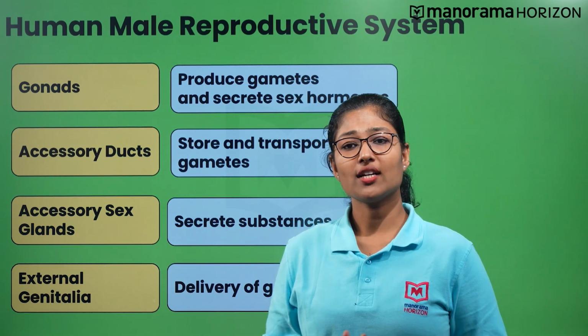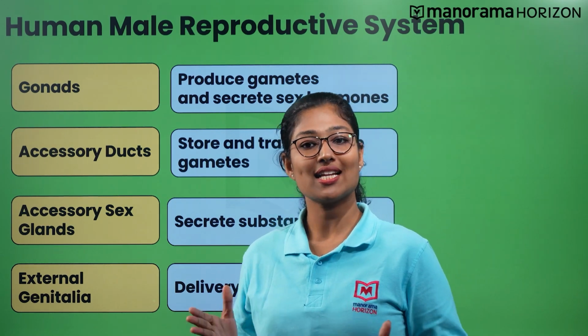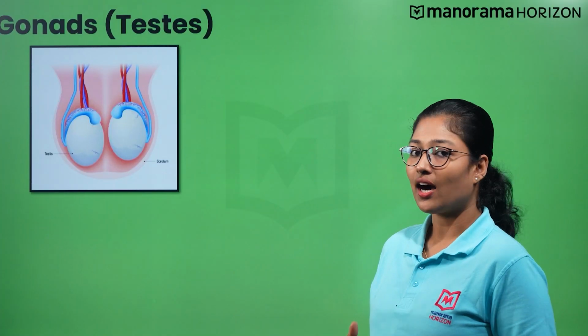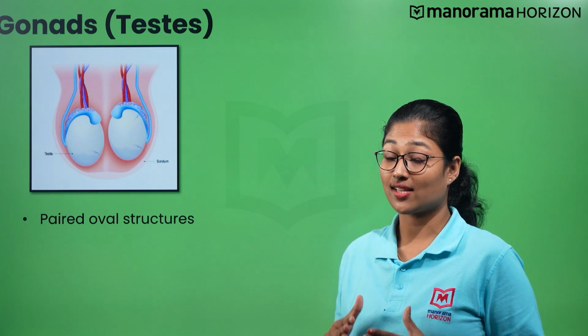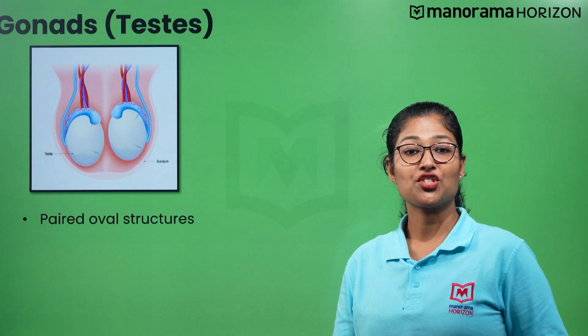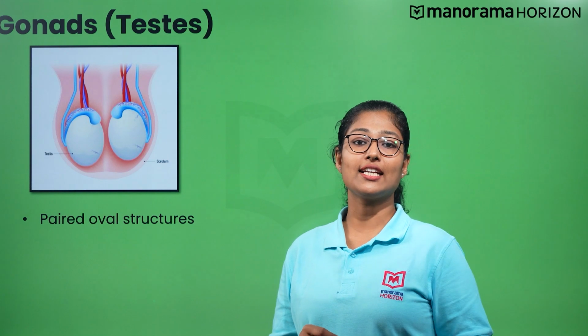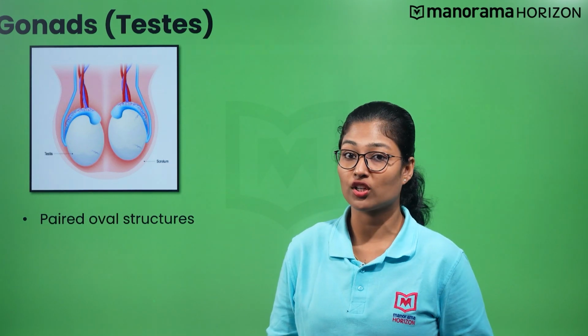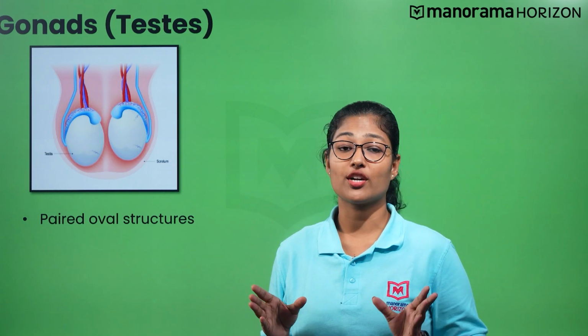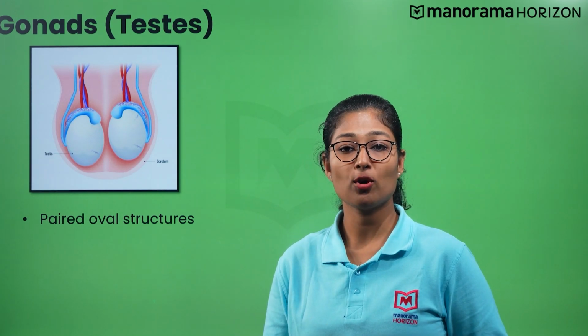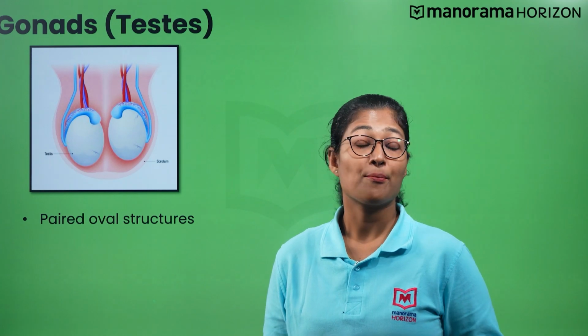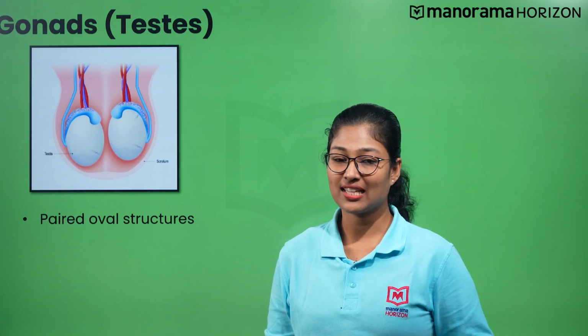But what are the gonads in human males? Let's find out. Testes are paired oval structures that serve as gonads in human males. Each testis develops near the kidneys and descends into the scrotum during embryonic development. Here, the scrotum is a pouch composed of loose skin present outside the abdominal cavity.